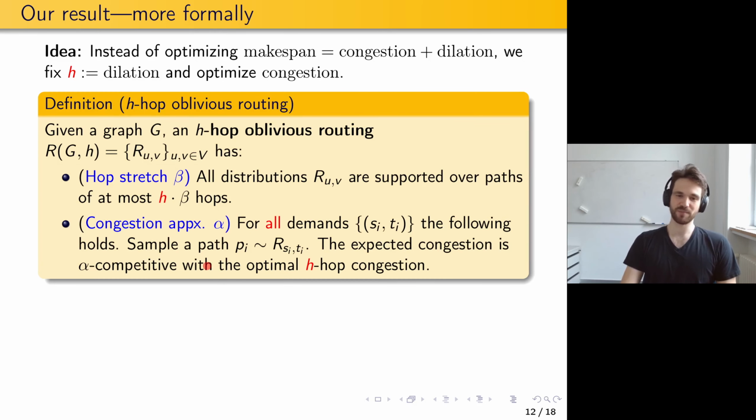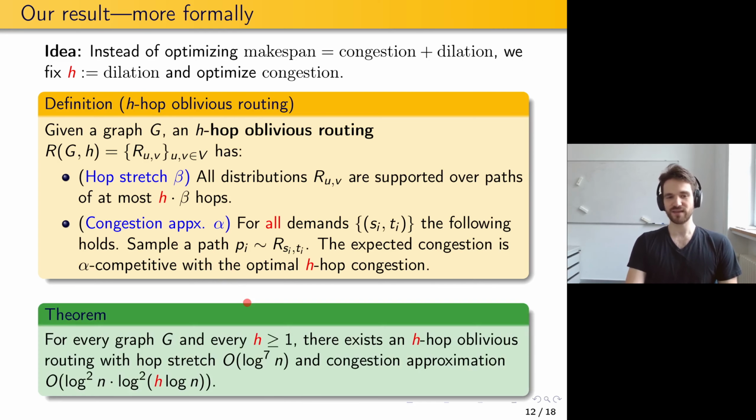By H-hop congestion, I mean the best congestion you can get using paths with at most H hops. So you can see here, when you define it in this way, you can actually get this. For every graph G and every H, there exists an H-hop oblivious routing that has a polylog hop stretch and a polylog congestion approximation. In red, I just highlighted anything that has to do with H, the dilation or hop bound.